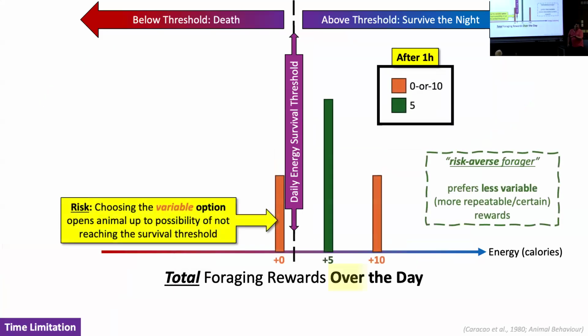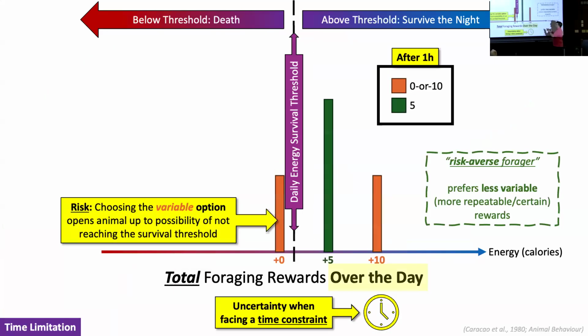So the way we model this is we say, what are the distributions of outcomes over foraging choices? And we can say one seed type always gives 5 calories. And so let's say this is our energetic threshold. And wherever the bird is, if you eat that 5 calories, you'll be over that threshold. But the other one, so the bird is sitting right here, has a seed that's either 0 or 10. So we've got two distributions here. Our variable seeds are in orange, our consistent seeds are in green. And so the risk-averse forager is going to prefer the consistent seeds in this case because it pushes them over the survival threshold.